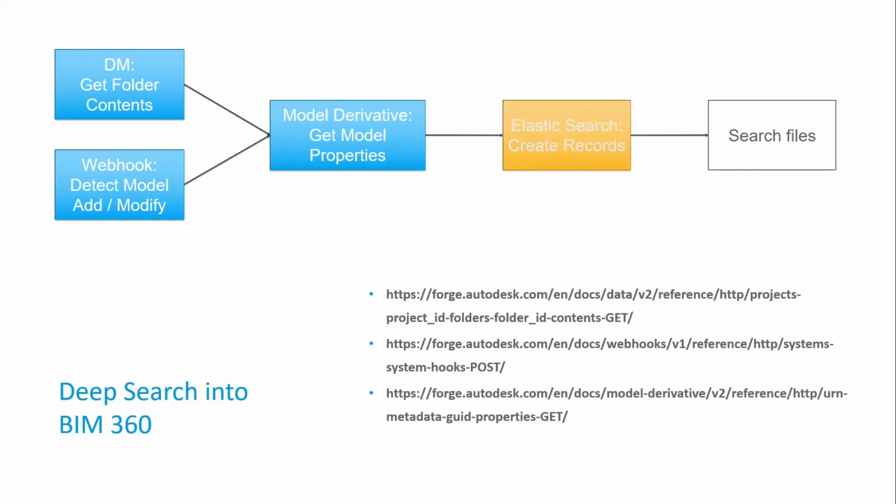Then we push all of this into a search service, such as Elasticsearch, a popular framework that can hold millions of records at a time. And then we search our files, similar to how we're using searching in Google or any other search engine.